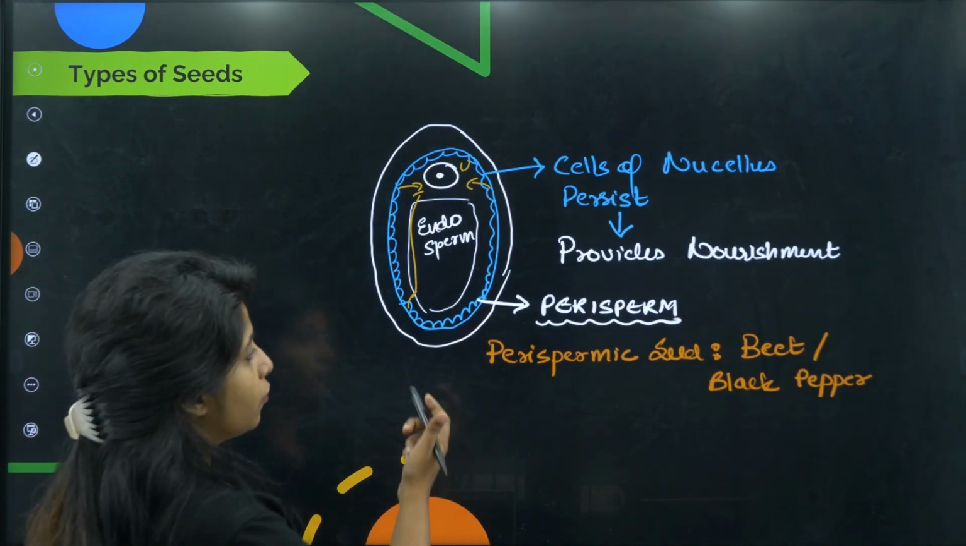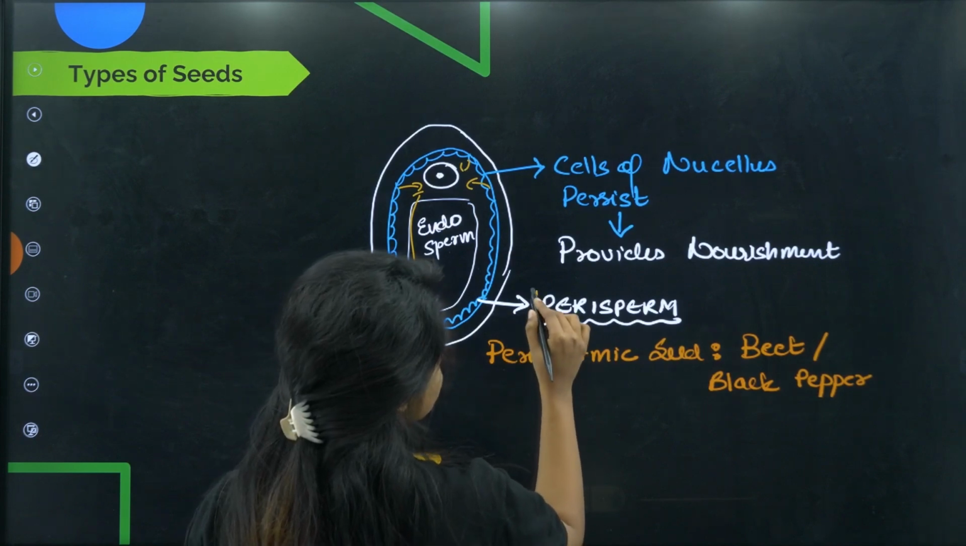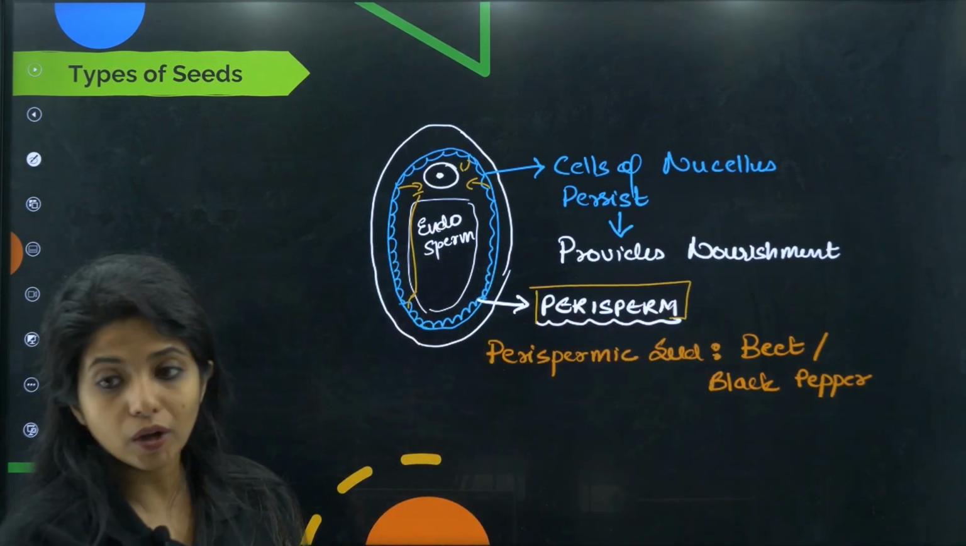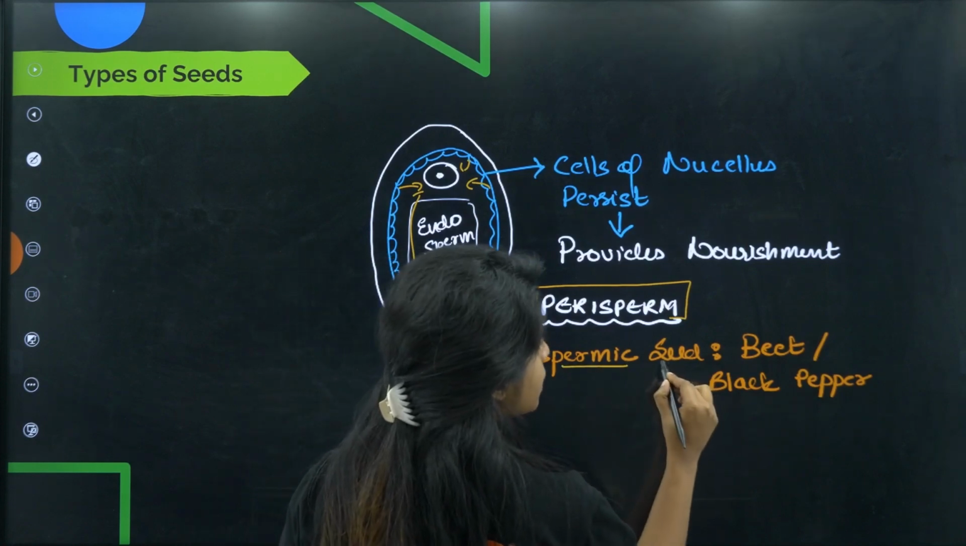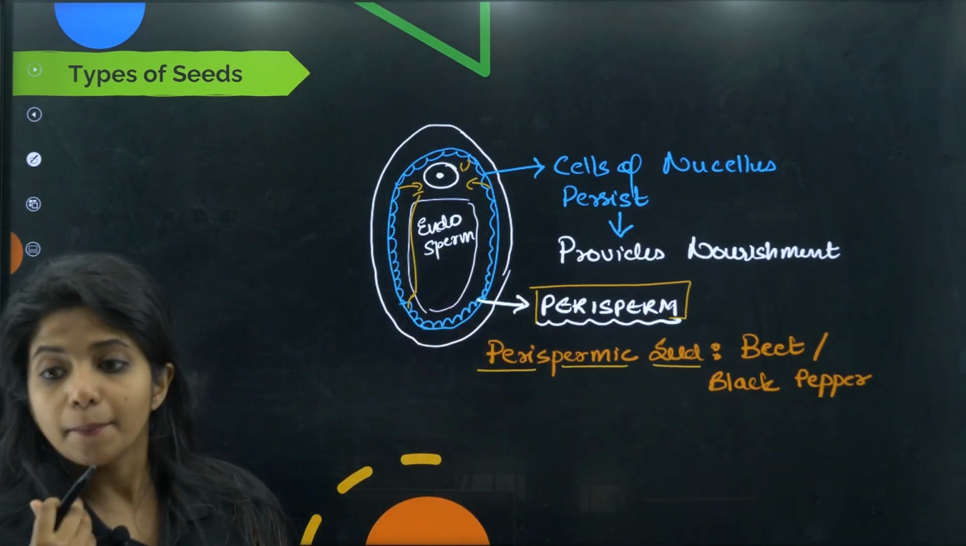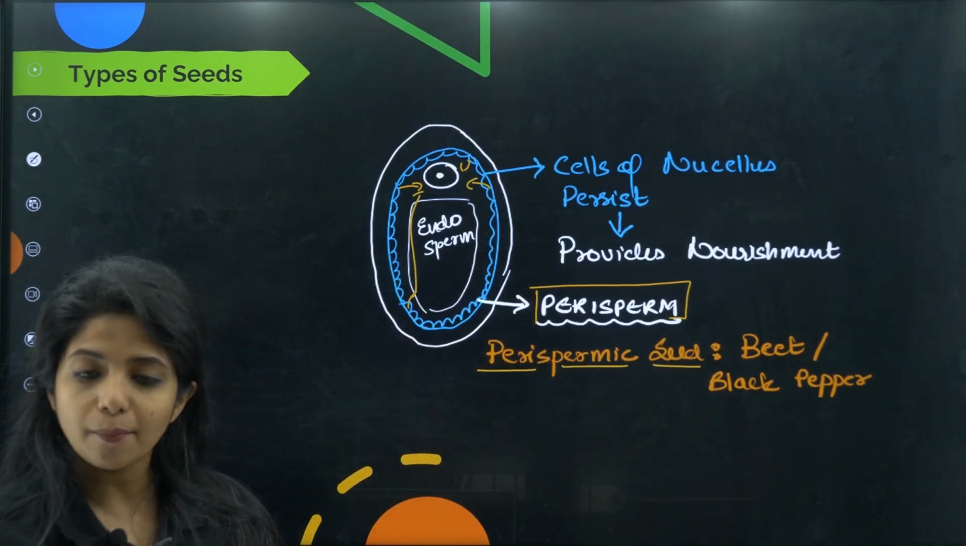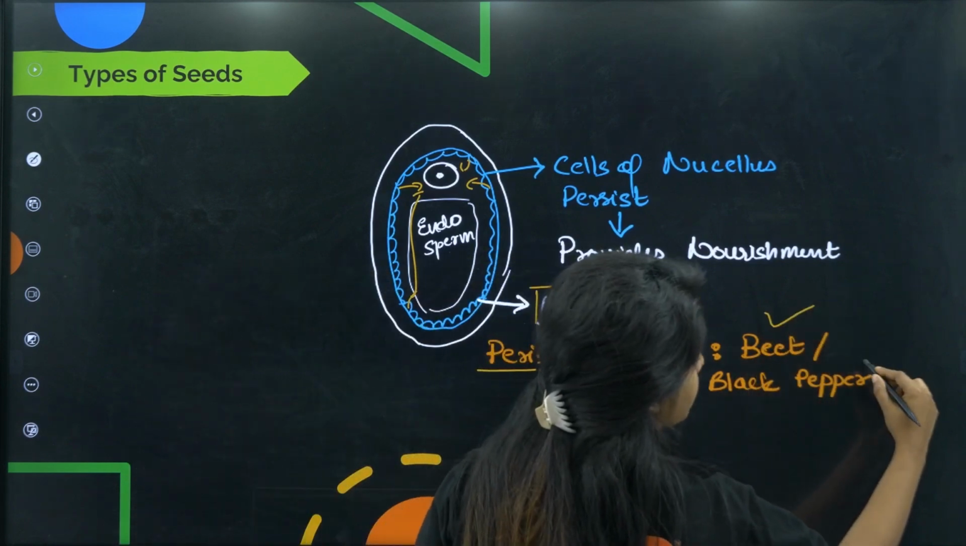Now this layer of nucellus which is there is known as perisperm, children. What do you call it? Perisperm. And these types of seeds are called perispermic seeds. The examples are beet and black pepper.